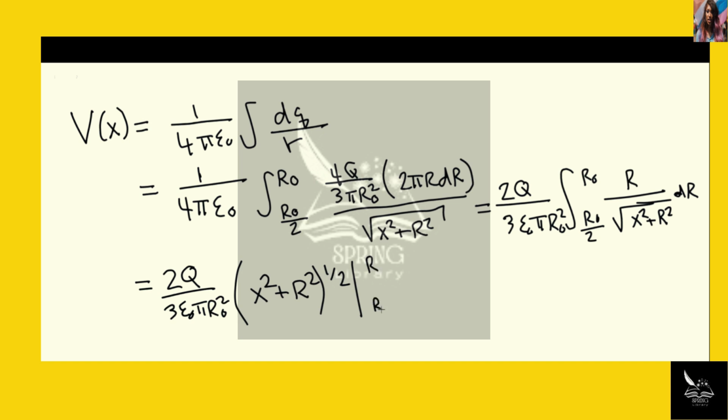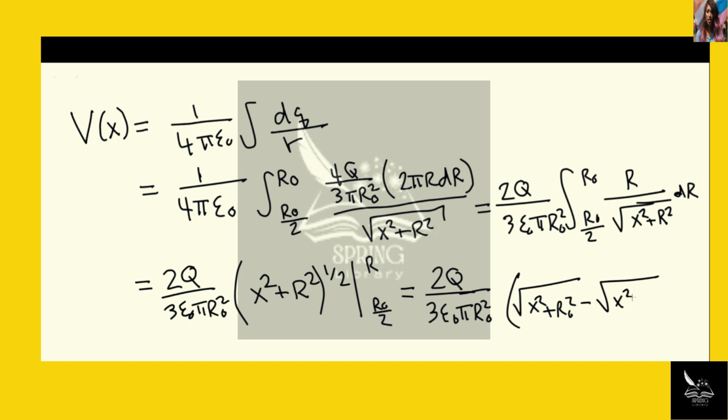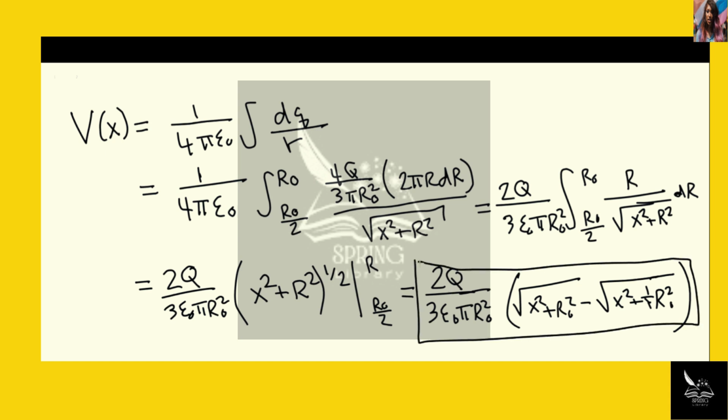And it turns out to be 2Q over 3 epsilon naught pi r naught squared multiplied by root of x squared plus r naught squared, minus root of x squared plus 1/4 r naught squared. Can box that. That is the electric potential on the axis due to a disk with a hole in it. And that's it.